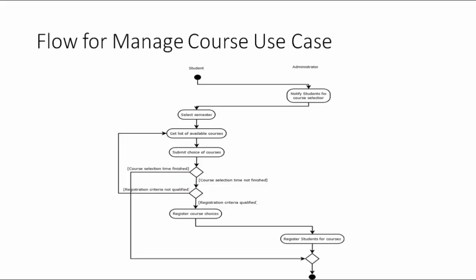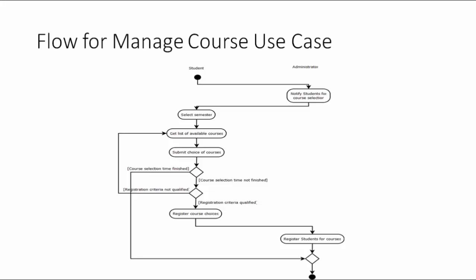If the course selection time is not finished, then he will be allowed to register the course choices. Next, another thing is also checked, whether he is fulfilling the registration criteria or not. Suppose I am allowed to take up only 5 core courses and 2 other courses, elective courses. So I will be allowed to take up only 7 courses. So this is my registration criteria.